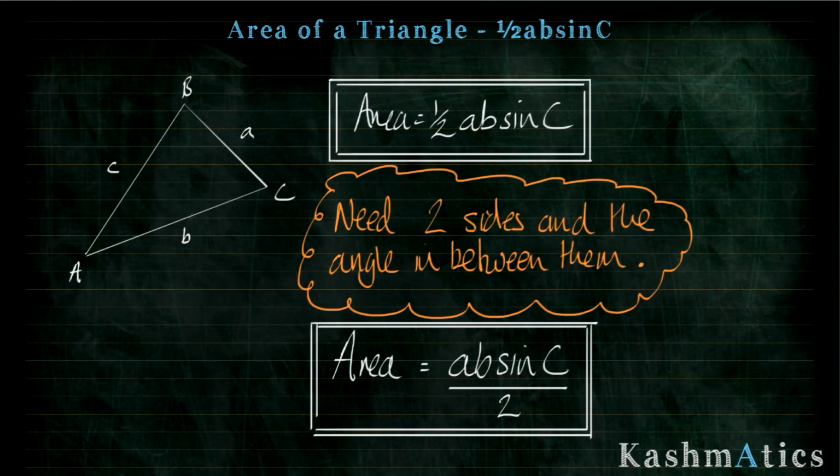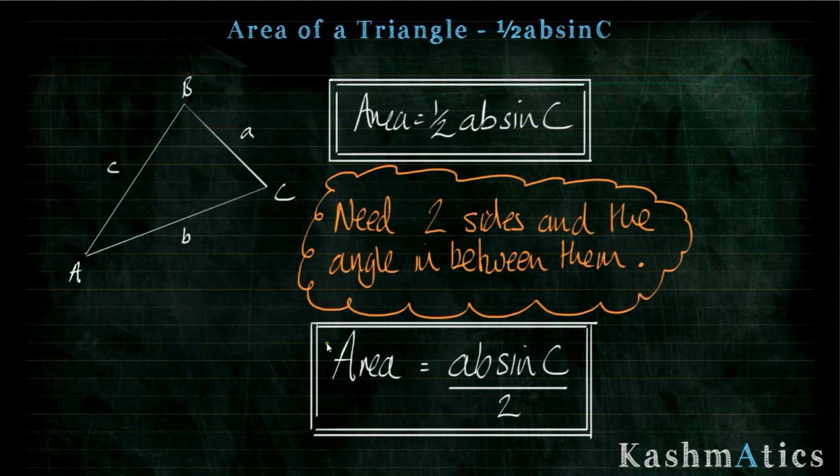Now before we start with any examples, we need to know how to label the triangle properly. So the vertices, or the corners where the angles are, are labelled with capital letters, and the opposite sides are labelled with the corresponding lowercase letter. Now the formula for the area of a triangle is half AB sine C. Okay, and what you need to know is two of the sides and the angle in between them.